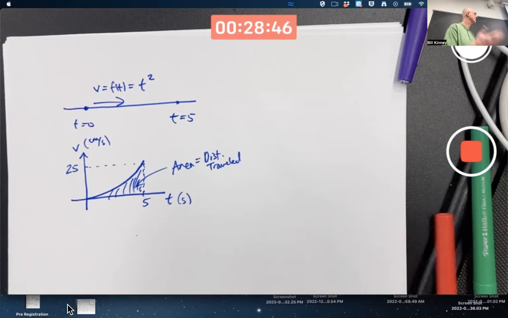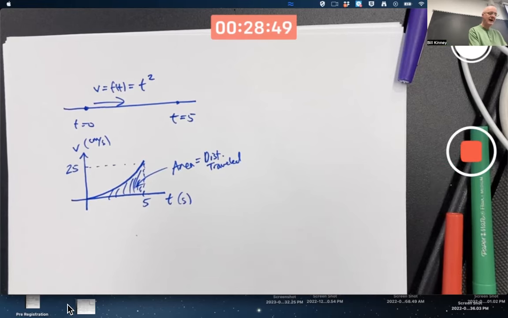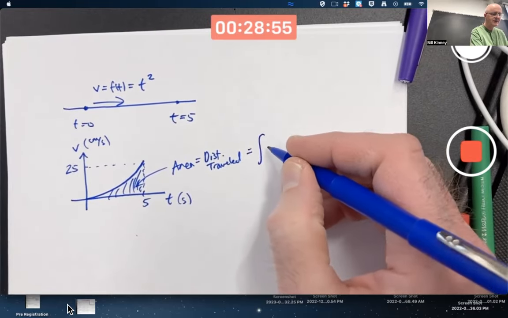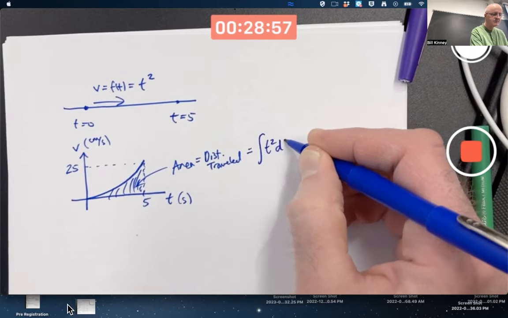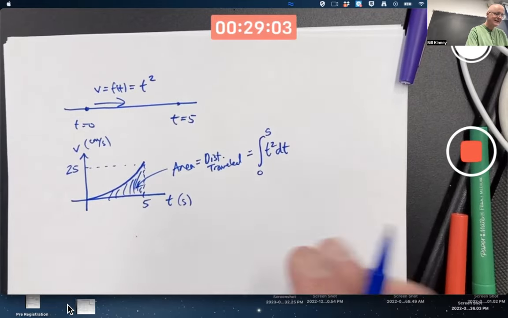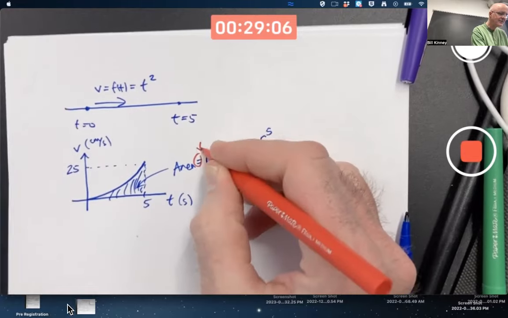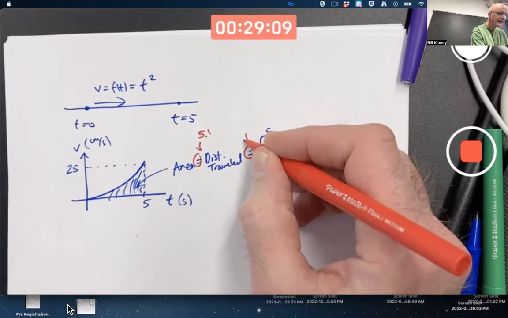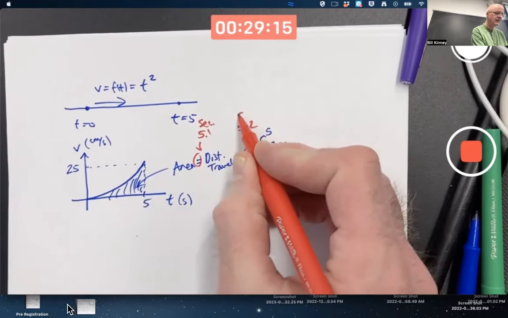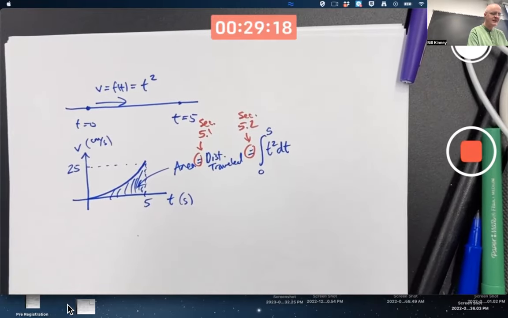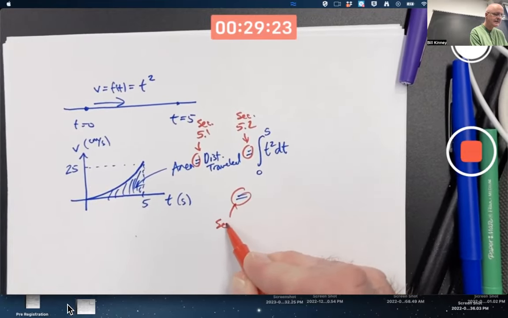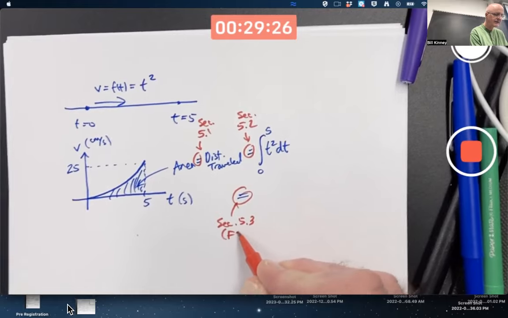What is it exactly? That's for the fundamental theorem of calculus. Symbolically, I can still write the distance traveled as a definite integral of the speed function t squared with respect to t. T still goes from 0 to 5. Effectively, this equality here is section 5.1. This equality here is section 5.2 in the book. That's what I'm talking about here. And the next equality is section 5.3. It's the fundamental theorem of calculus.